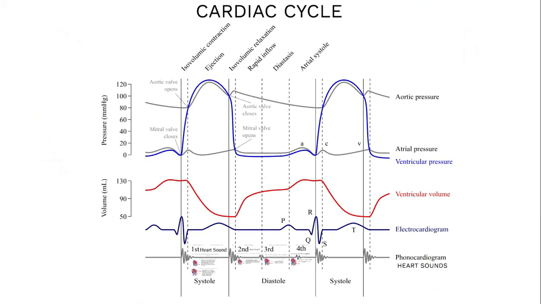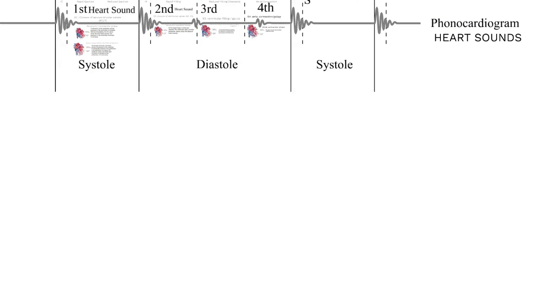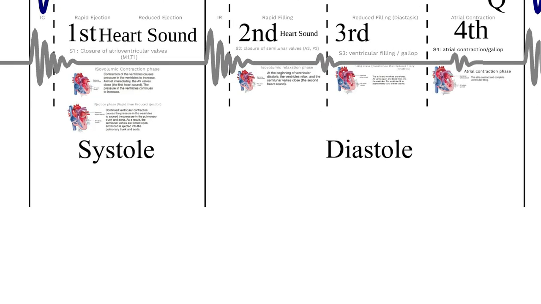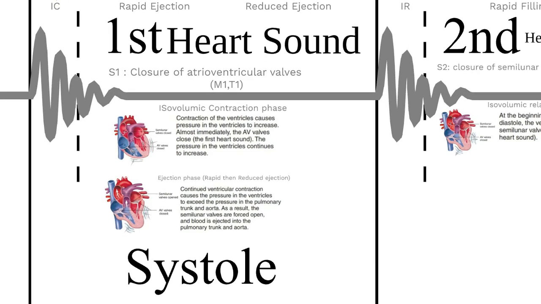So this is the cardiac cycle. It tracks your heartbeat from beat to beat, and we'll just concentrate on the heart sounds on the bottom part of the cardiac cycle. Remember that there is a systole and a diastole. Diastole is during the relaxation of the heart. Systole is during the contraction of the heart. Systole starts at the first heart sound. Diastole starts at the second heart sound.